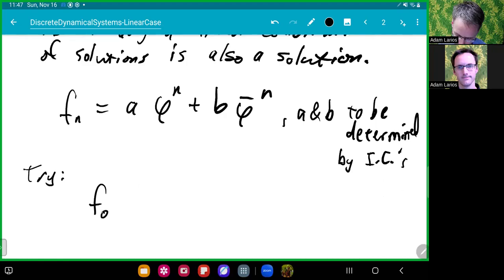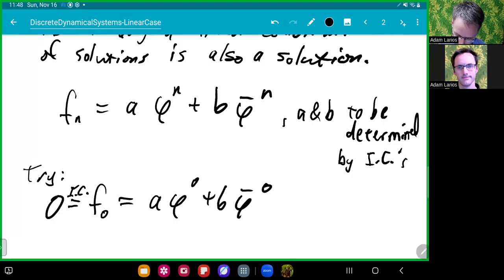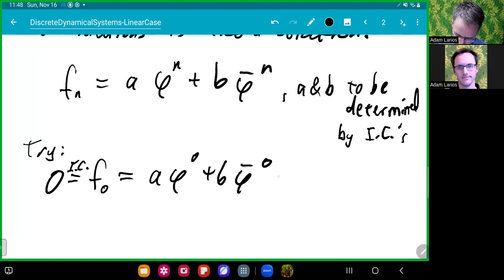So we have F0. We know F0 was 1. That's from the, I'll just write IC here to remind us that comes from the initial condition. But at the same time, that's A times phi to the 0 plus B times phi bar to the 0 using this relation. So anything to the 0 power other than 0 is just 1. So we get A plus B here. And this tells us automatically that A is equal to minus B.